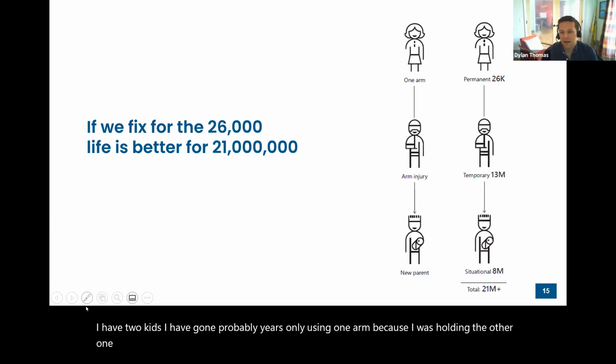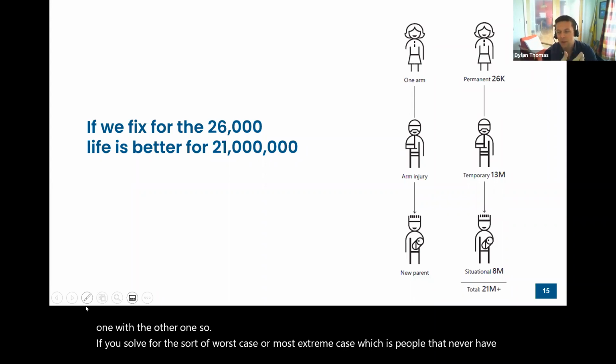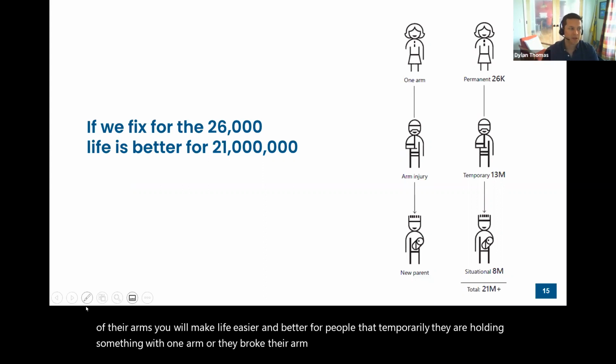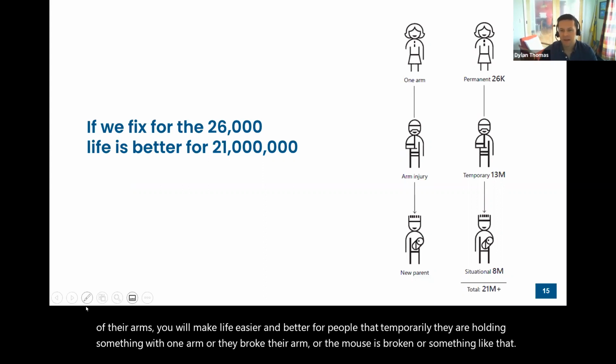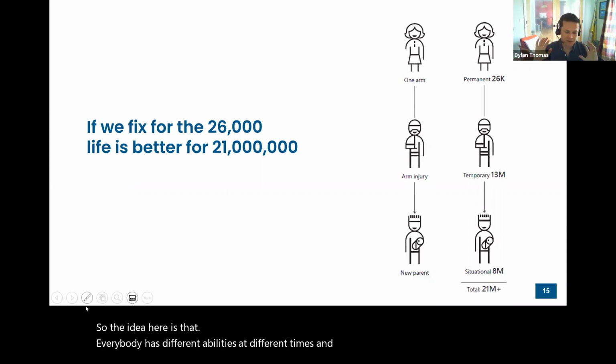So, if you solve for the worst case or most extreme case, which is people that never have use of their arms, you will make life easier and better for people that temporarily, they're holding something with one arm, or they broke their arm, or their mouse is broken, or something like that. So the idea here is that everybody has different abilities at different times, and this isn't for somebody else. This is for you, just maybe not this second.